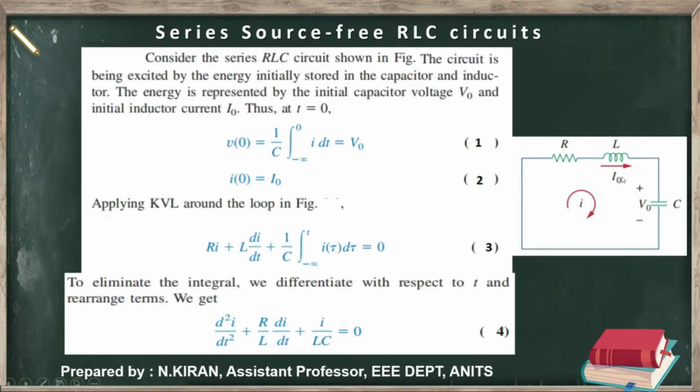Now applying KVL to this loop, we get R into I plus L into di by dt plus 1 by C integral I dt is equal to 0. If I differentiate this equation and divide by L, I'll get d square I by dt square plus R by L into di by dt plus I by LC is equal to 0. This is the fourth equation.